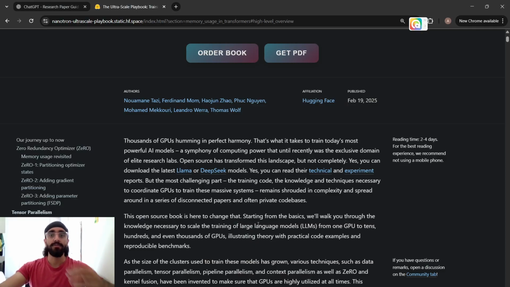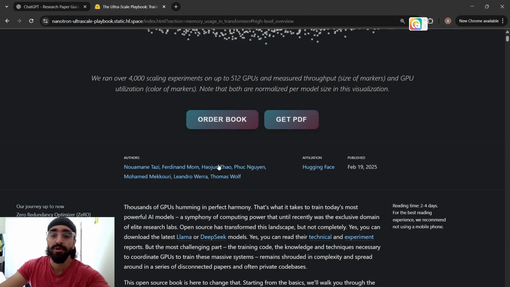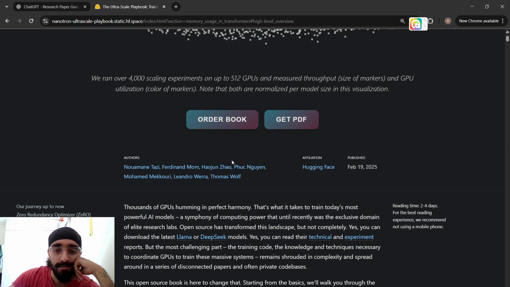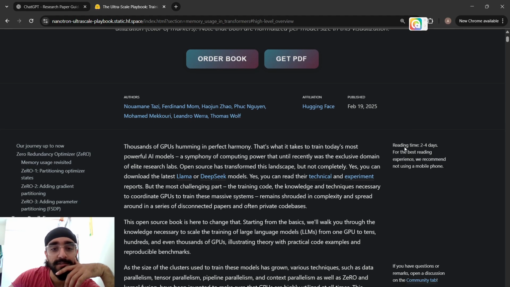Okay, so today we'll be going over this blog, the Ultra-Scale Playbook. I'll read it line by line and we'll read it together, and wherever I need to look up something online, for example search up ChatGPT, I'll do that. Yeah, let's see how it goes. This is my first time doing something like this. Okay, let's go.